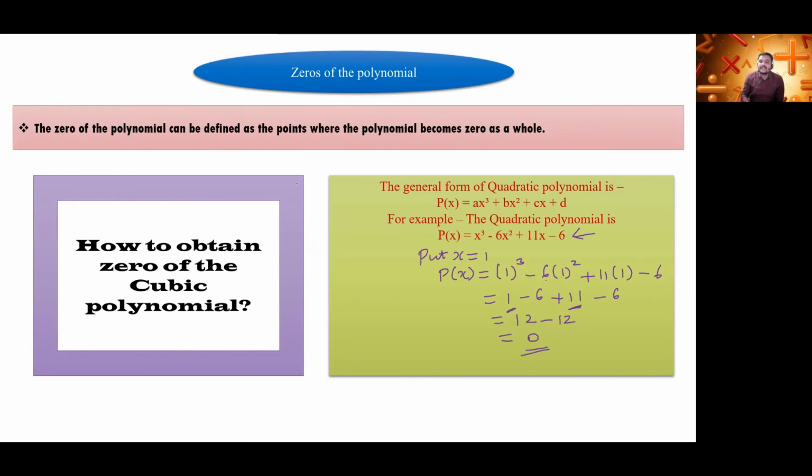So we get one zero. Here we will have how many zeros? 3 zeros. Out of them, we are having 1 zero, and that is x is equal to 1.